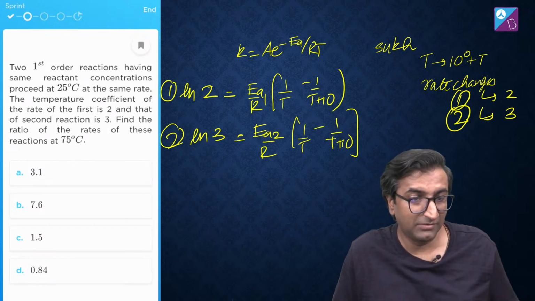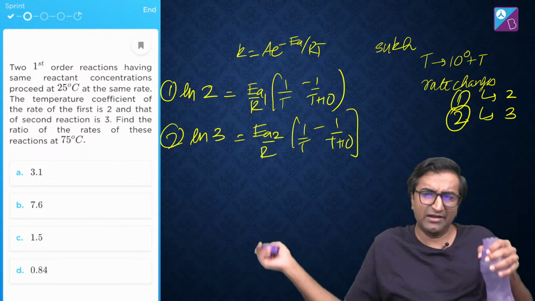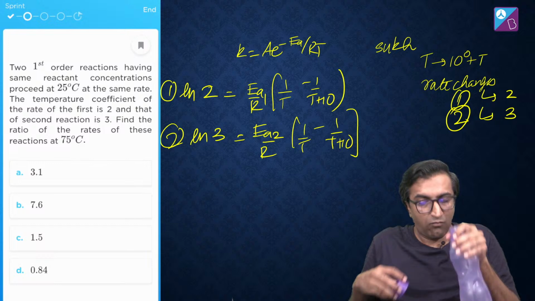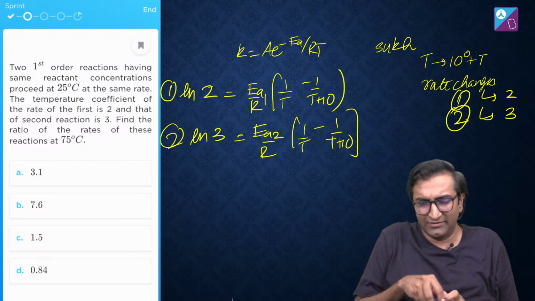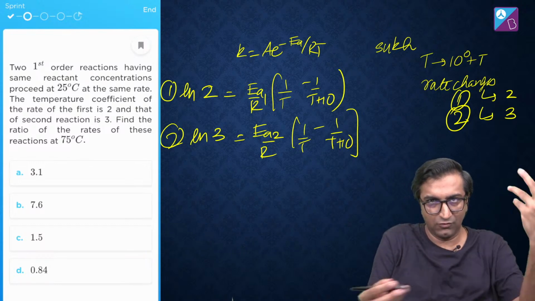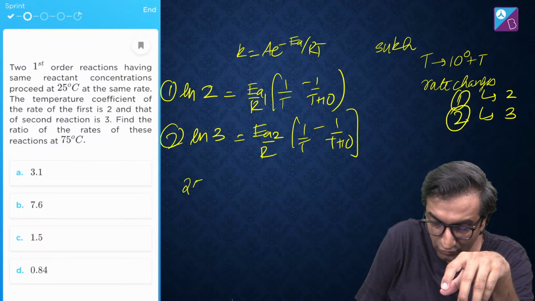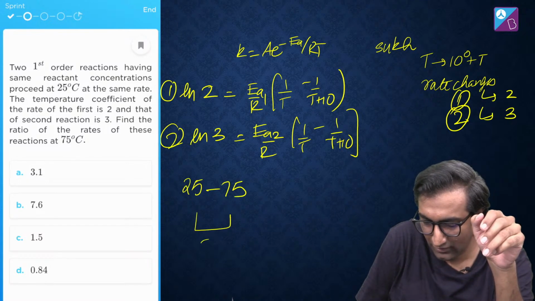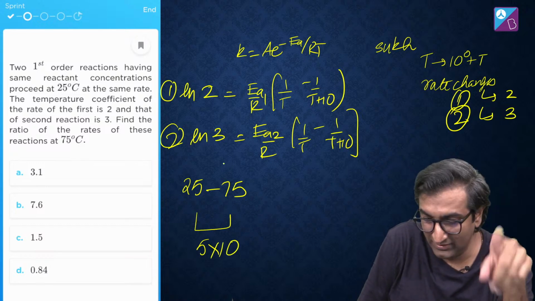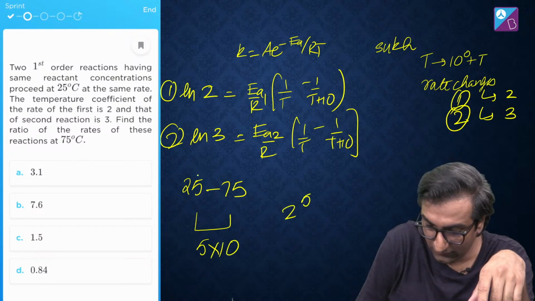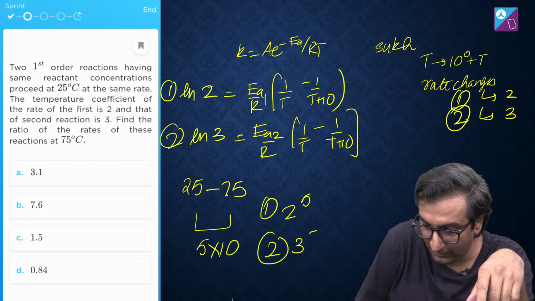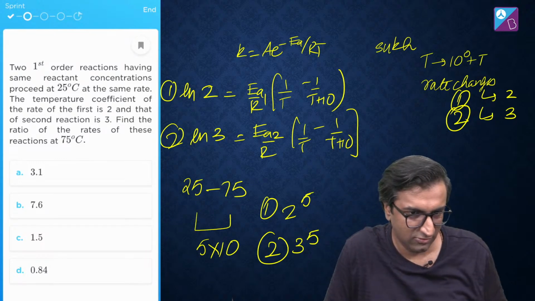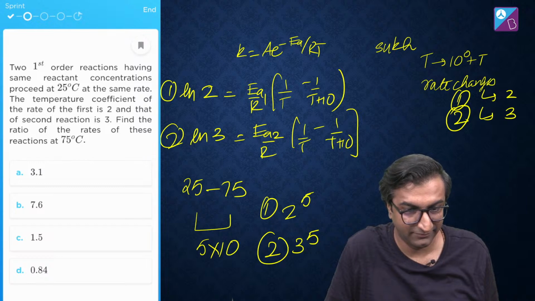Okay. अब क्या किया जाए? If I make it 75, do I need all these things? ये सब scary है. I don't need all this. Go from first principles. If I go from 25 to 75, that is basically 5 गुना. 5 times 10, which means I go 2 power 5 here for the first case. For the second case, I go 3 power 5. This is a very funny way of doing this. I know, but this is the real deal.